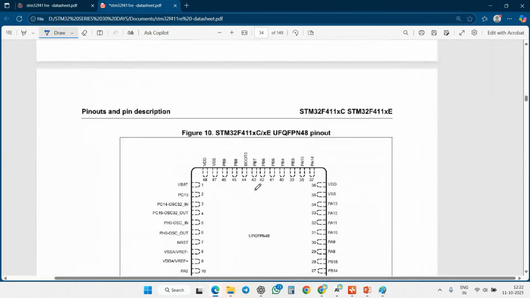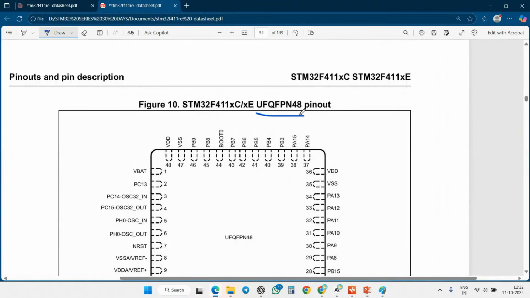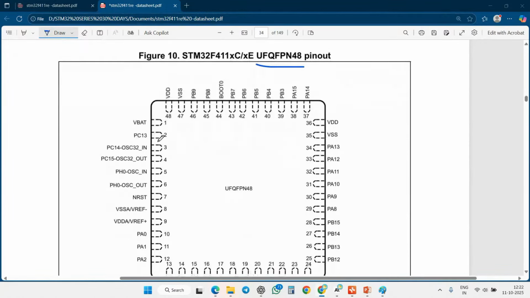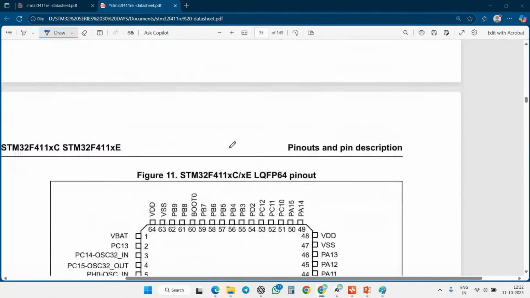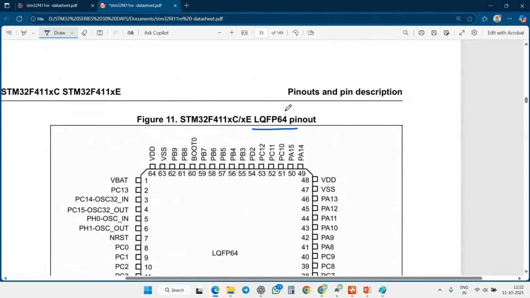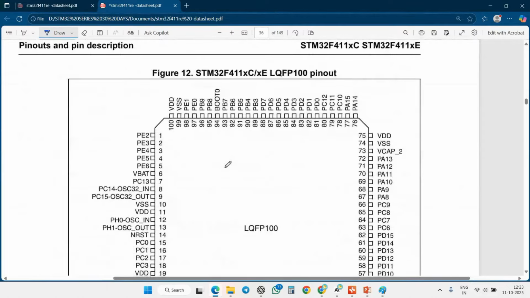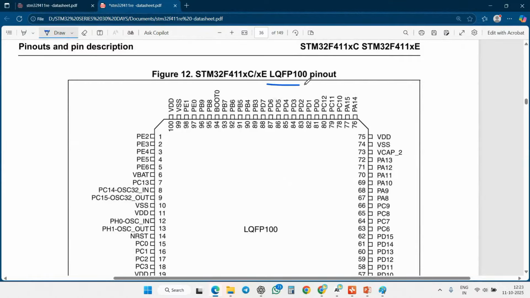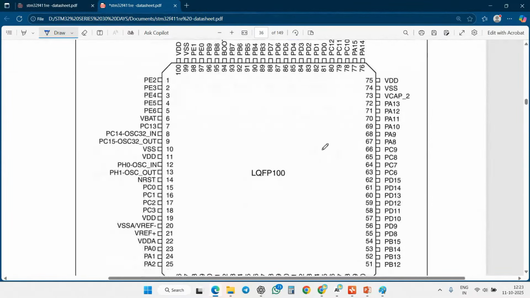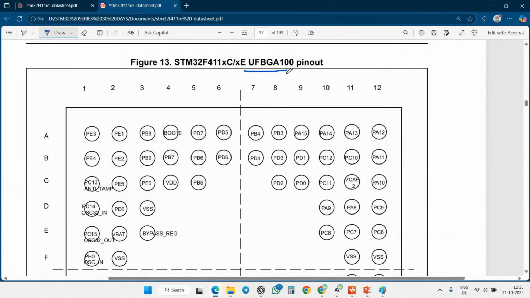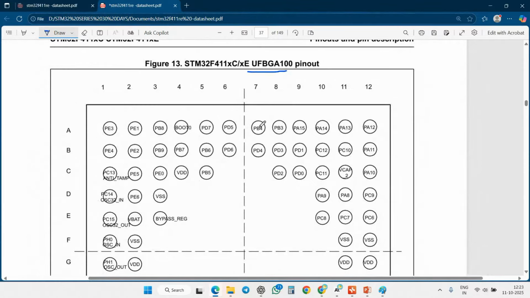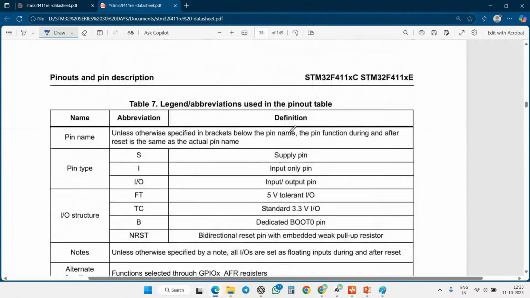If you're using an ultra fine quad flat package, it has pins in a square shape. If you are using a quad flat package which has 64 pins, it is arranged like this. Here we have a quad flat package of 100 pins, and this is how it is arranged. And if you are using ultra fine ball grid arrays, the pins are allocated in a ball grid.